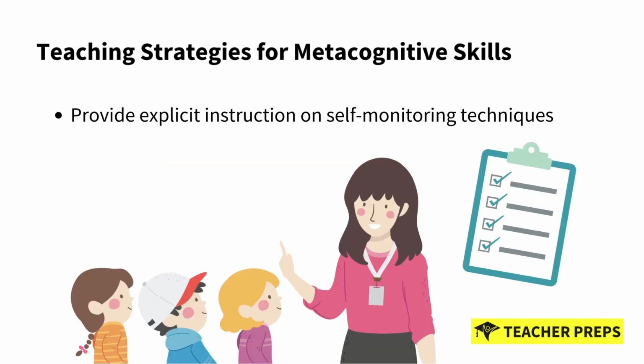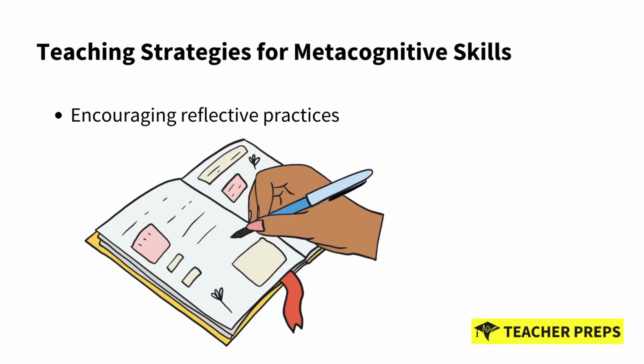Also, provide explicit instruction on self monitoring techniques for our students. Teachers here can give students a checklist of questions to ask themselves while reading, such as, do I understand this section? Or what is the main idea of this paragraph? Next, encourage reflective practices. After reading, students can engage in activities that promote reflection, such as summarizing, questioning, or discussing the text.